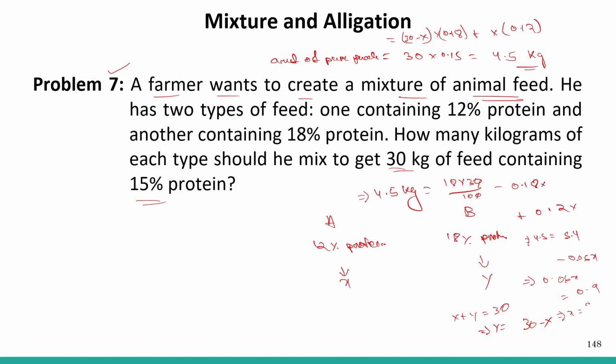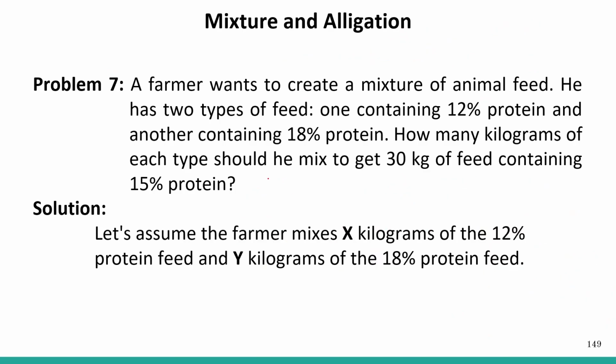So this implies that x is equal to 900 divided by 60, so it will be 15. So x is equal to 15. So y is equal to what? 15, because x plus y must be equal to 30, right? So let's go forward and see the step-by-step solution.